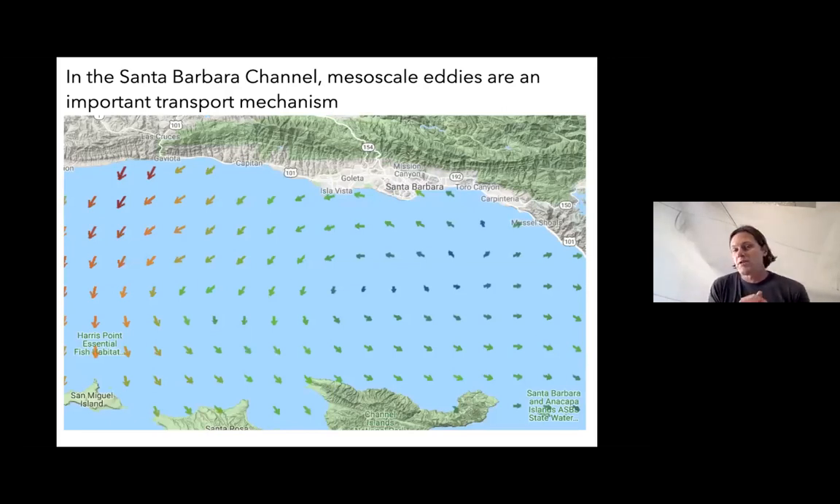Within the Santa Barbara Channel, mesoscale eddies are a really important transport mechanism. This is just surface currents averaged over the upper meter from the HF radar network, at 6-kilometer resolution. We can see this counterclockwise gyre here. The colors represent faster velocities. Red is up to 50 centimeters a second. These green colors here are about 15 to 20 centimeters a second. So we have these large-scale features at the channel scale that are moving material around and bringing material to kelp forests and away from kelp forests.